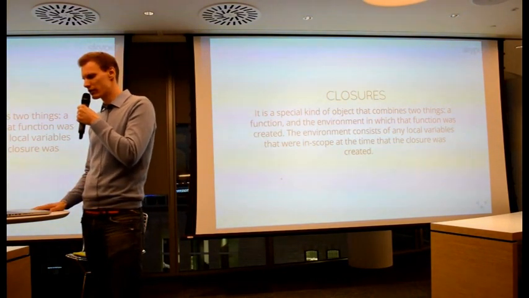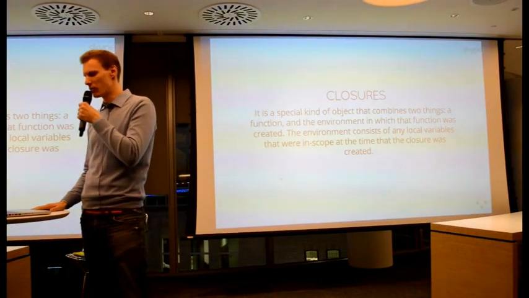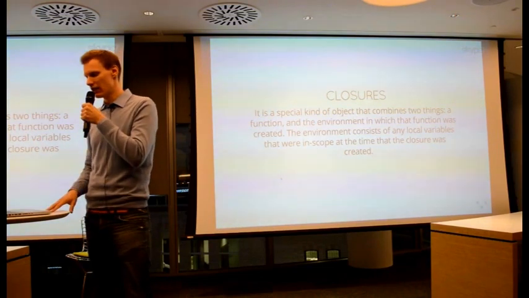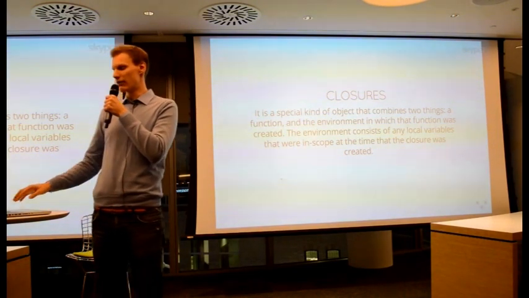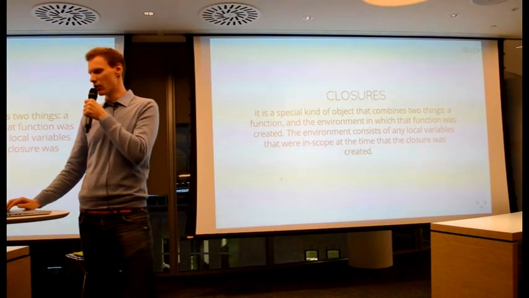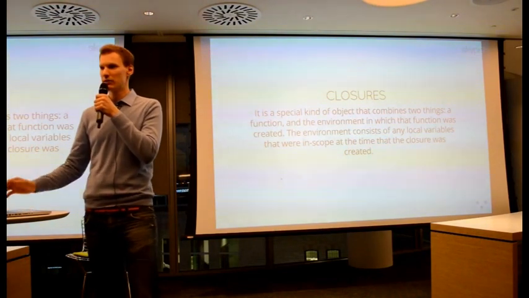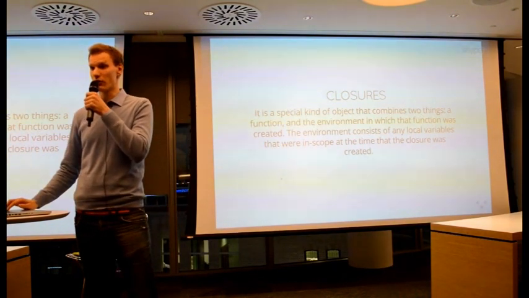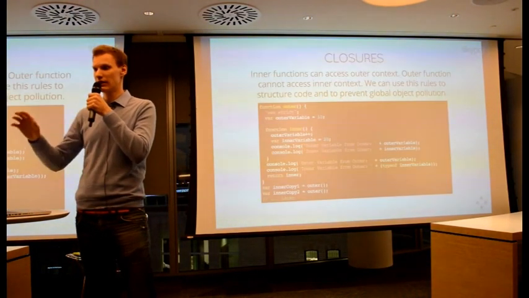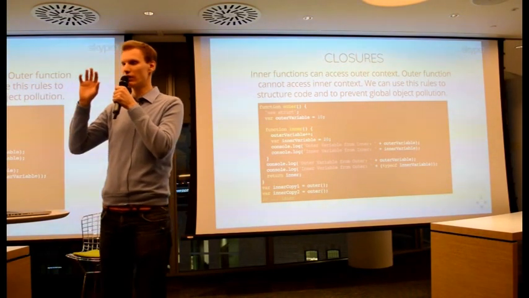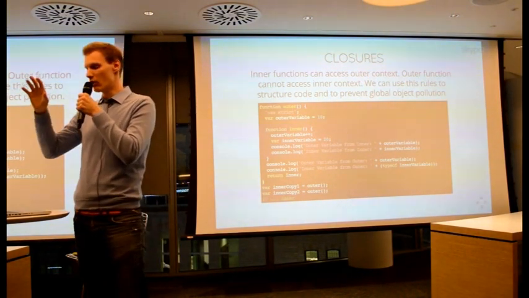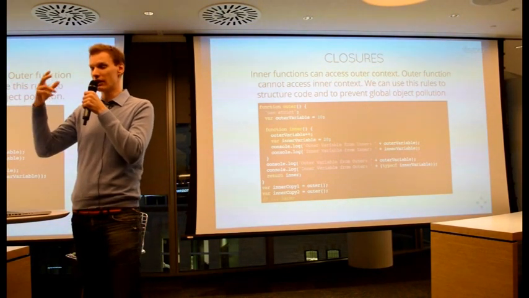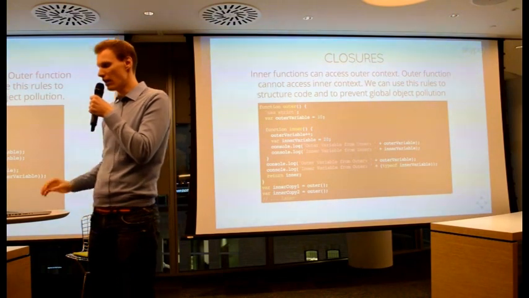Closures. A closure is a special kind of object that combines two things: a function and the environment in which the function was created. The environment consists of any local variables that were in scope at the time the closure was created. This means that each time we return from a closure, all the code and all the variables that were available will still be available, also if they were outside the scope.